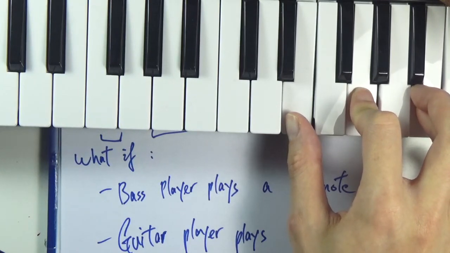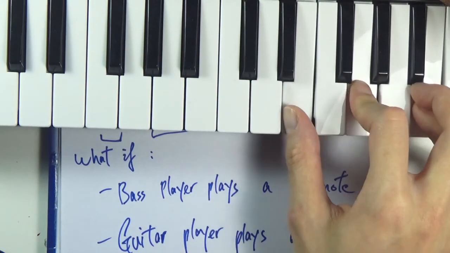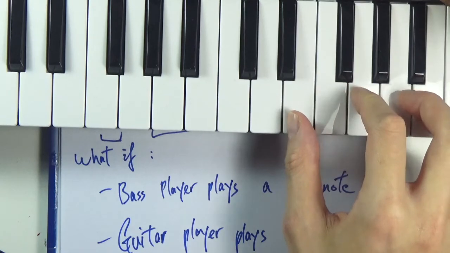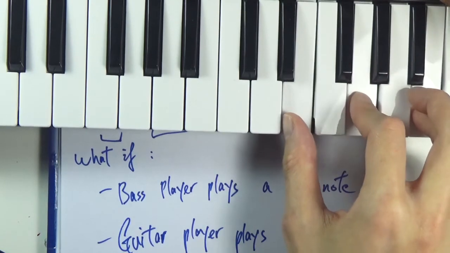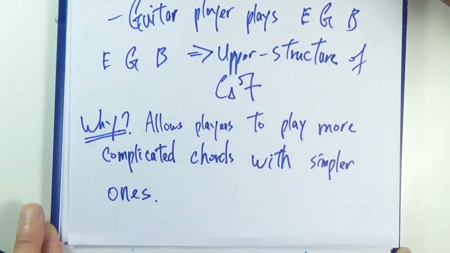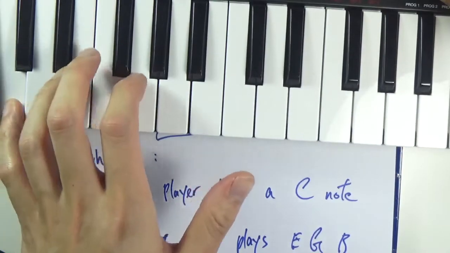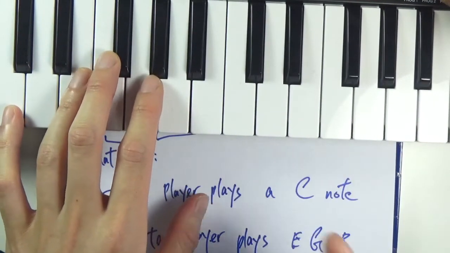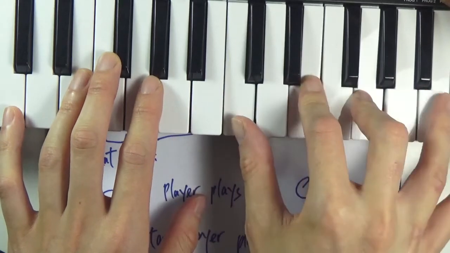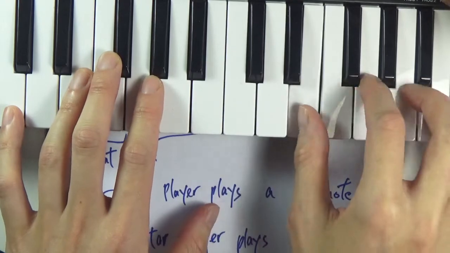So to be more exact, it's an upper structure triad because we're playing E, G, B. And if you look at this E, G, B alone, it's actually an E minor triad. Okay, it's very important because this concept allows players to play more complicated chords with simpler ones. So imagine if you're playing in a band situation, you already have the bass player playing C. You no longer really need to hit every chord tone of C major 7. So instead of hitting 4 notes, you can just hit 3.